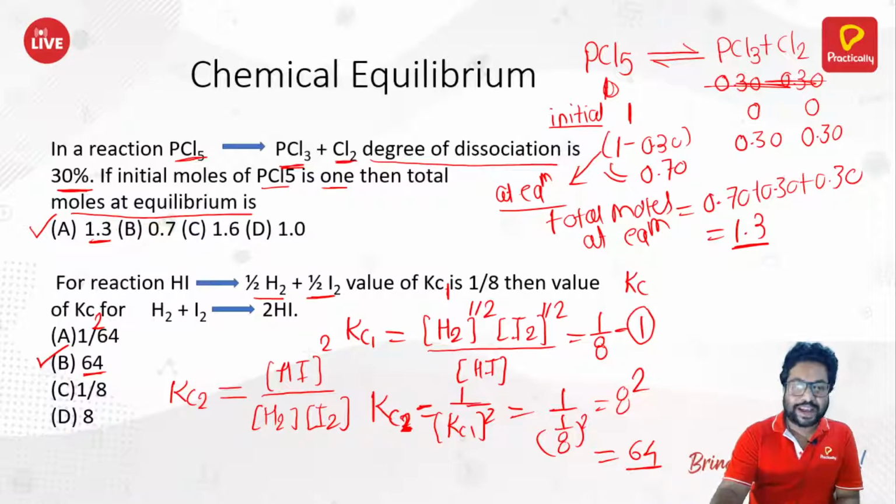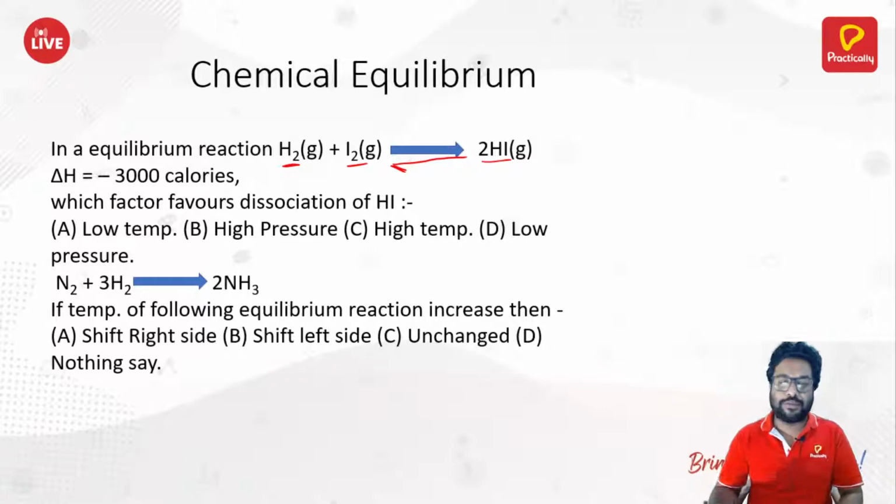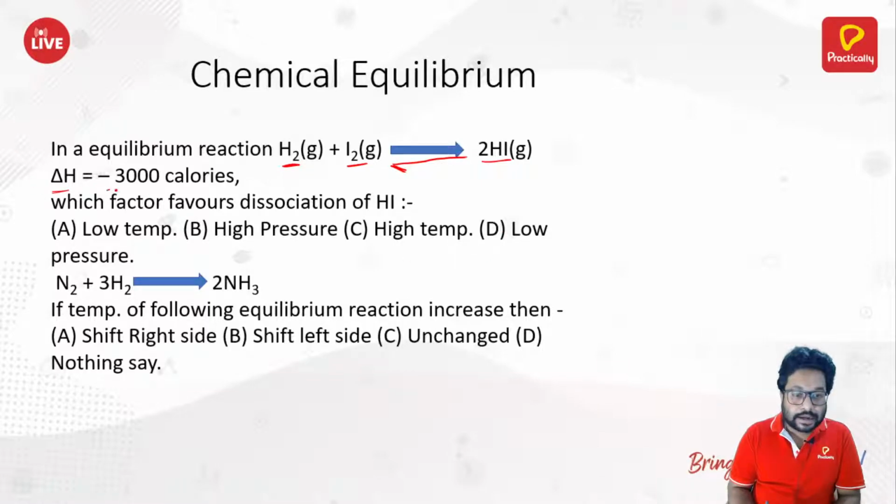Okay, moving ahead. In an equilibrium, H2 reacts with I2 to give 2HI. Again, this is also a reverse direction reaction. We are in the chapter of equilibrium, so every reaction has to have a reverse direction also. So in this equilibrium reaction, H2 reacts with I2 to give you 2HI, and delta H is minus 300 calories. That means H2 reacting with I2 to give you 2HI, this forward reaction is exothermic.